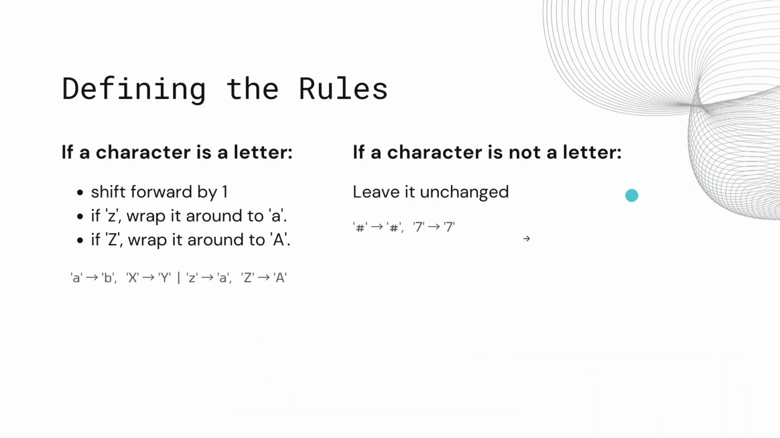Moving forward, we are defining the rules. Shift forward by one. Z becomes A. Capital Z becomes capital A. You can see some examples here. A becomes B. X becomes Y. Z becomes A. Capital Z becomes A. But if the character is not a letter, we leave it unchanged. You have a hash symbol here, which remains a hash symbol, and the number 7 remains a number 7.